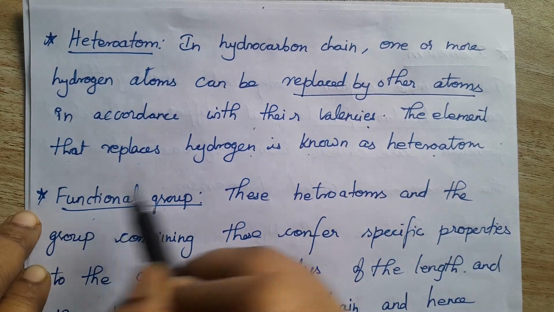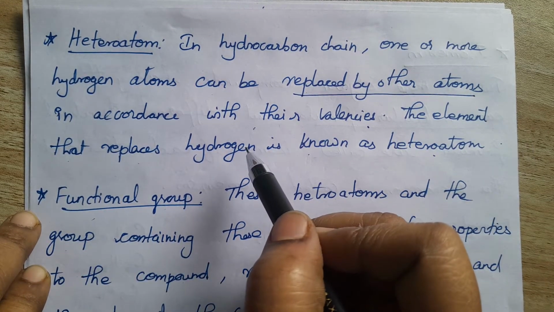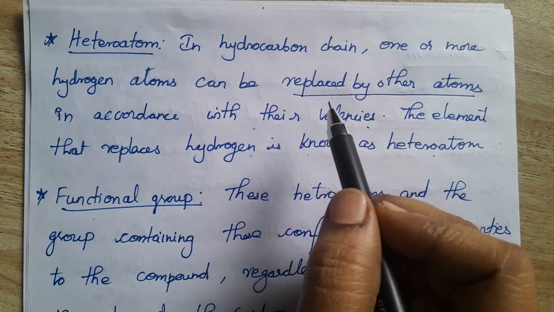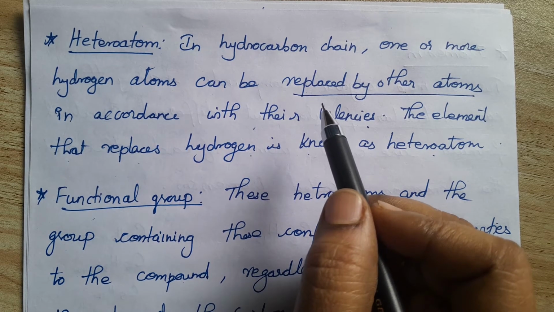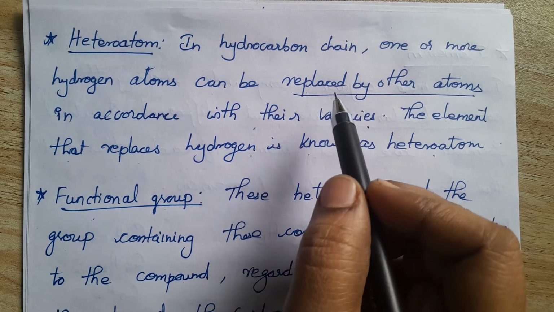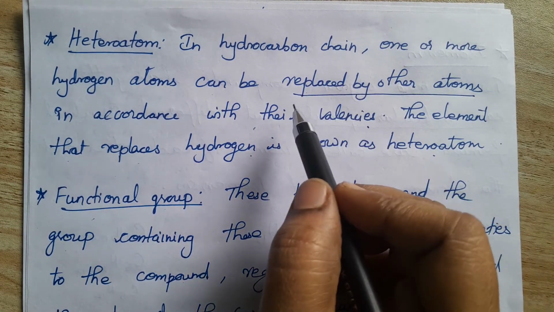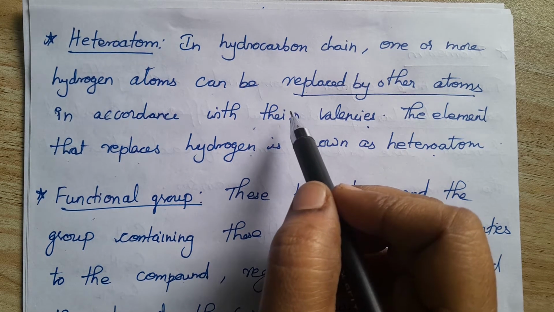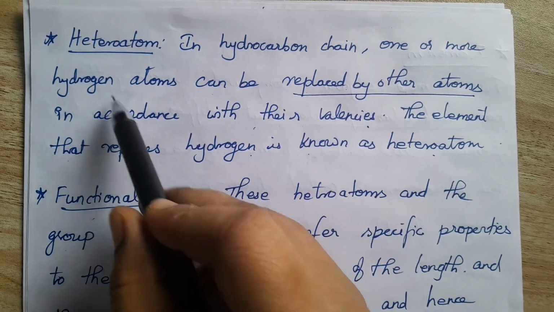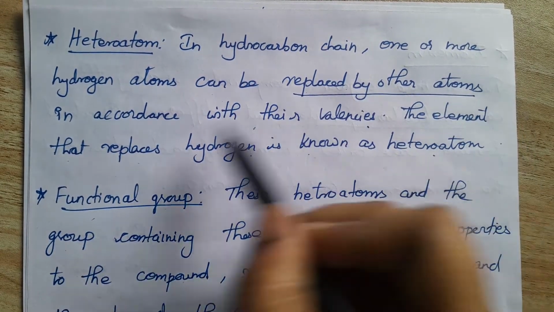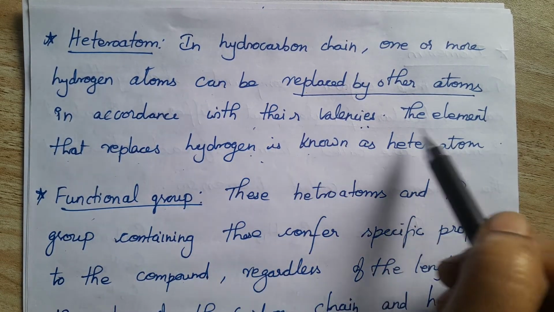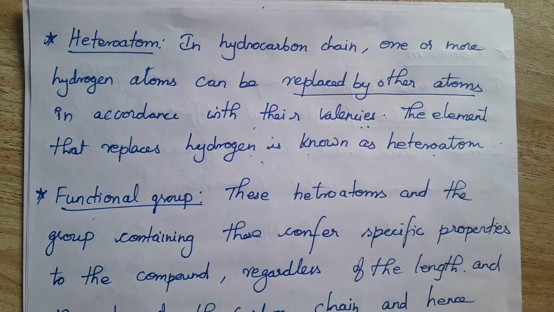For example, chlorine valency is 1, right? So in place of one of the hydrogen atoms, if you put chlorine, then that chlorine is called a heteroatom. Like that, in a hydrocarbon chain, one or more hydrogen atoms can be replaced by other atoms in accordance with their valencies. The elements that replace hydrogen atoms are known as heteroatoms.